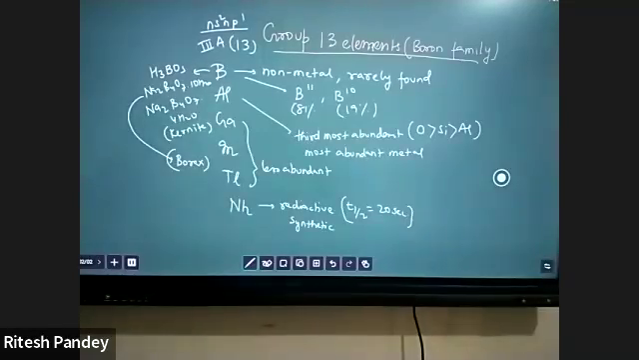I've told you about the electronic configuration. And let's talk about the periodic properties now. So a little bit about the periodic properties, and then I'm going to directly jump to the notes which I've shared with you.